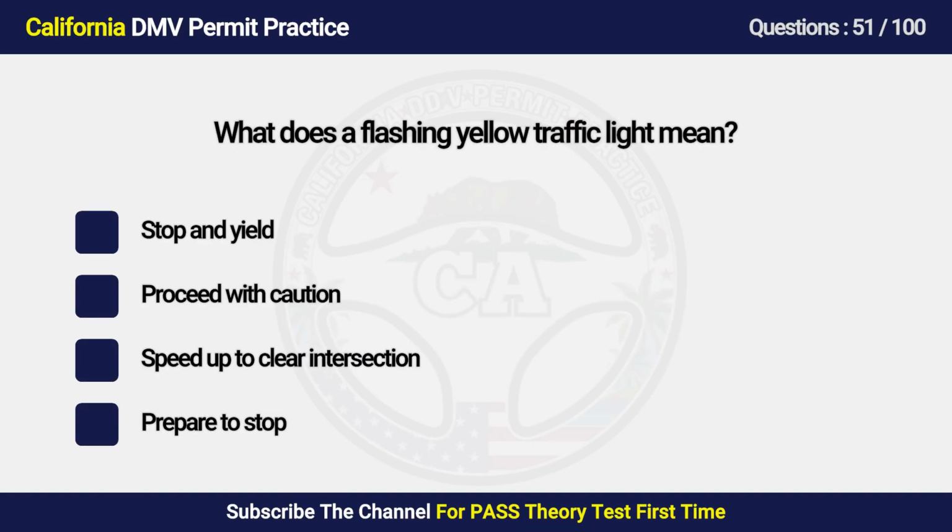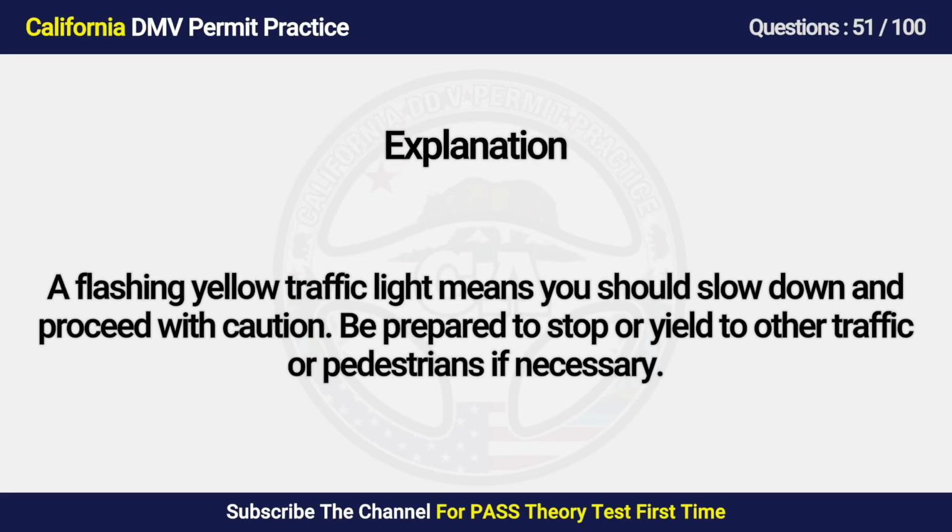A. Stop and yield. B. Proceed with caution. C. Speed up to clear intersection. D. Prepare to stop. Answer is B. Proceed with caution. A flashing yellow traffic light means you should slow down and proceed with caution. Be prepared to stop or yield to other traffic or pedestrians if necessary.